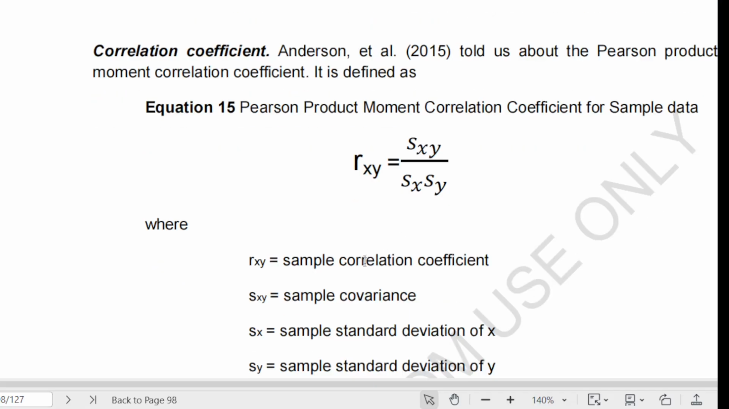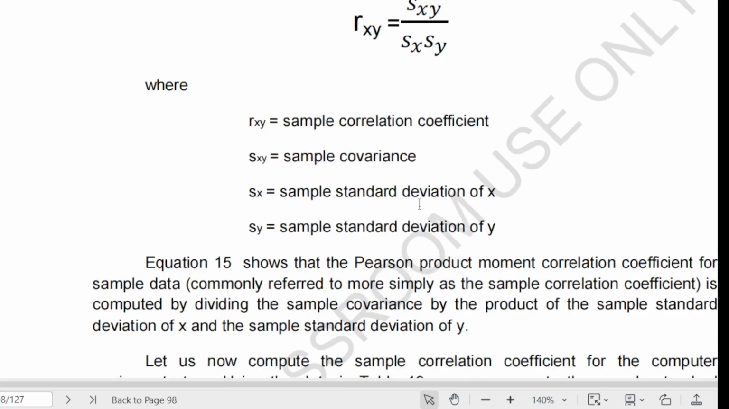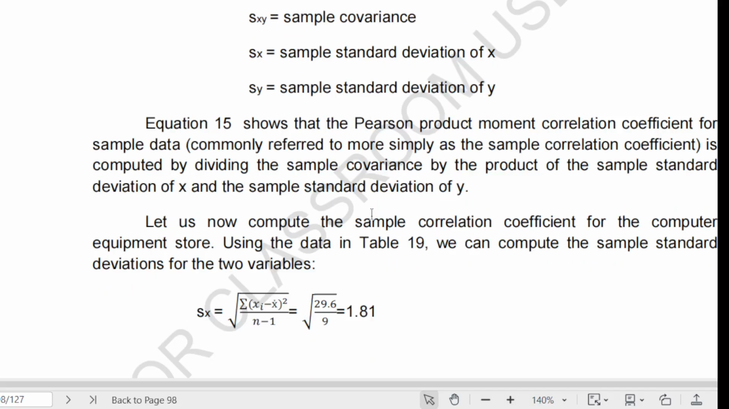The Pearson product moment correlation coefficient for sample data: rxy is equal to sxy divided by sx times sy. So how are we going to compute that? The rxy is the sample correlation coefficient. sxy is the sample covariance, which we computed as 15.4. sx is the sample standard deviation for x and sy is the sample standard deviation of y. So let us solve for sx.